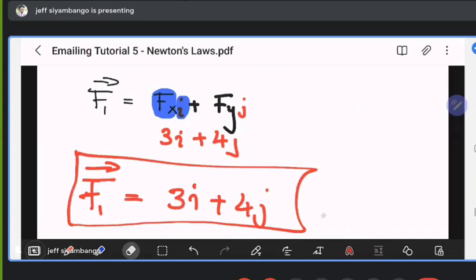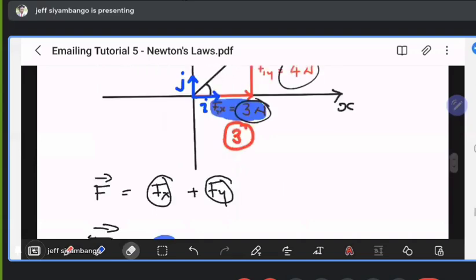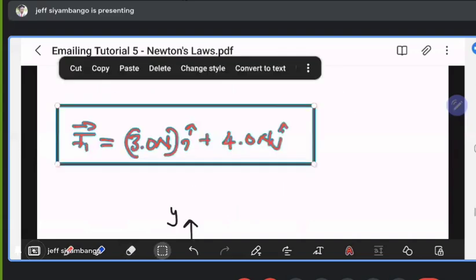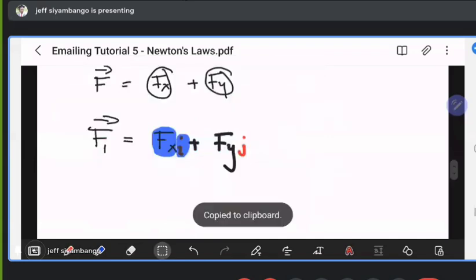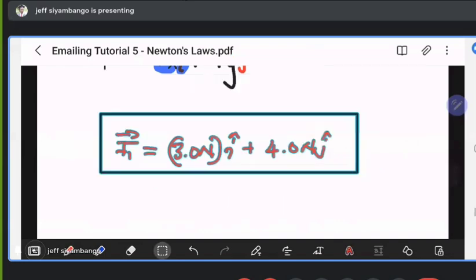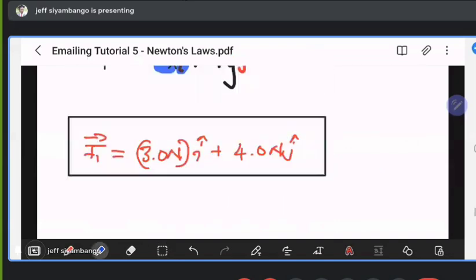Now, with this description, I want you guys to see what it then means. Look at the one that they gave us, this one here. What does it then represent? Well, when you look at this first vector here now, it should be clear to you what these values represent. For example, when you look at this 3 Newton, and then we have an i here, it's like they are actually giving us the component.